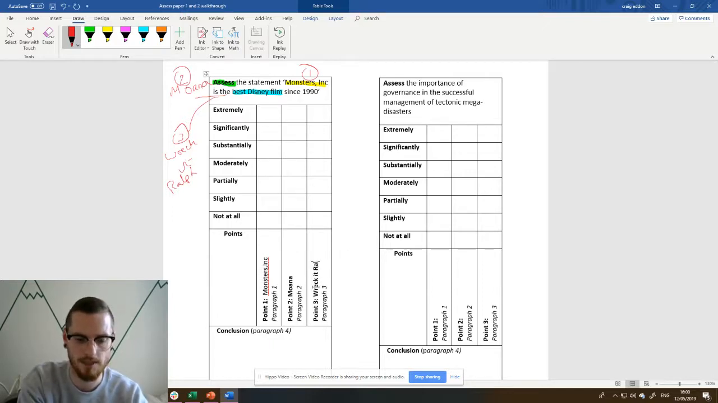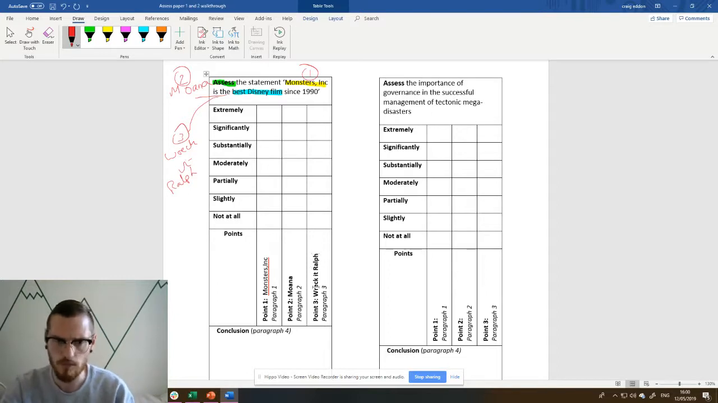So what I'm saying to myself really is I've got three factors, and how far do I agree? If that phrase helps you, how far do you agree that Monsters Inc. is connected to the main geographical phrase or film or here movie phrase? So how far do I agree that Monsters Inc. is the best Disney film? How far do I agree Moana is the best Disney film? How far do I agree Wreck-It Ralph is the best Disney film? Now, I'm going to start with Wreck-It Ralph.